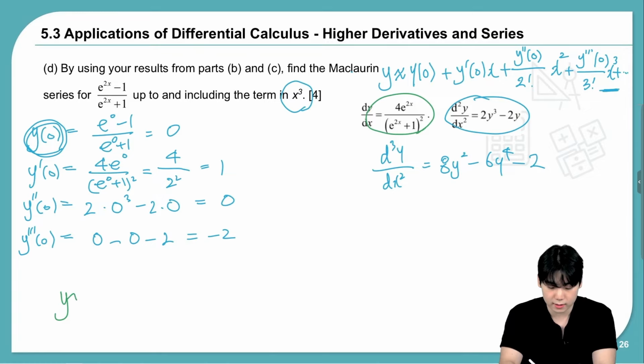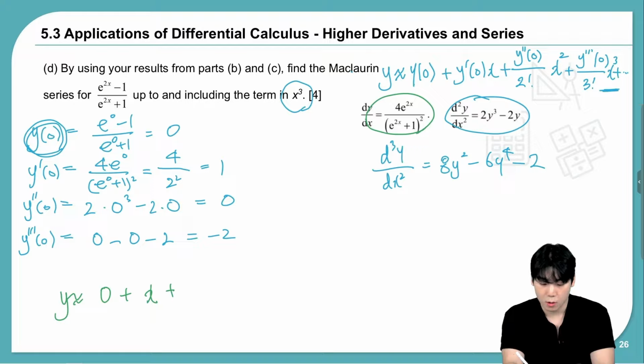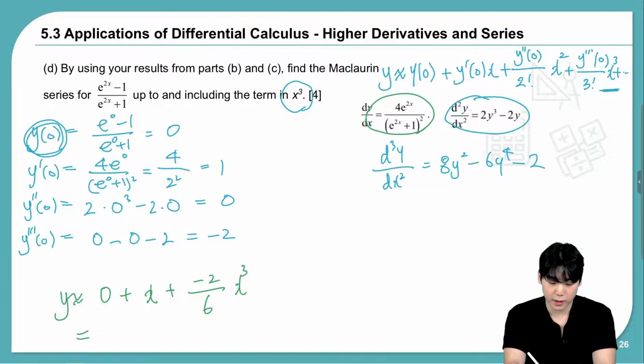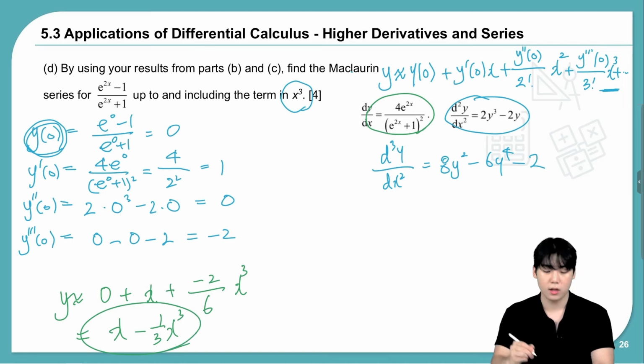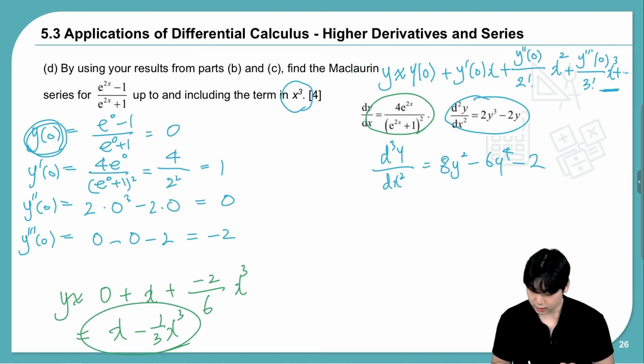So y is 0 plus x plus 0x squared, and then y triple prime is minus 2. What's 3 factorial? It's 6, so x cubed over 6. So expanding, that gives x minus 1 over 3 x cubed. That is our final answer expressed using the Maclaurin series. Okay.